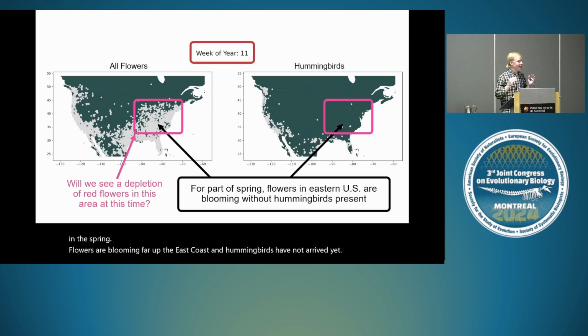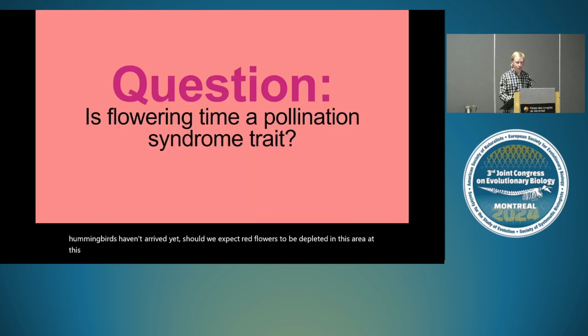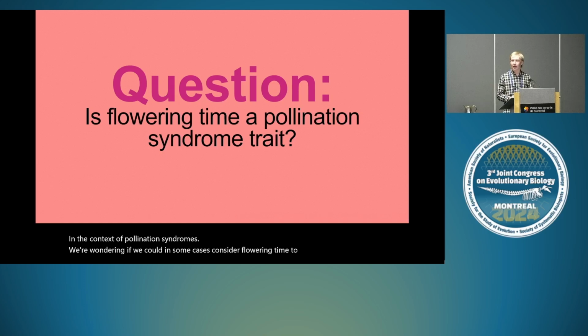This is a key slide for interpreting the rest of the talk, because it leads us to ask the question: if red flowers associate so closely with hummingbirds, but hummingbirds haven't arrived yet, should we expect red flowers to be depleted in this area at this time? To rephrase this question more generally, in the context of pollination syndromes, we're wondering if we could, in some cases, consider flowering time to be a pollination syndrome trait.